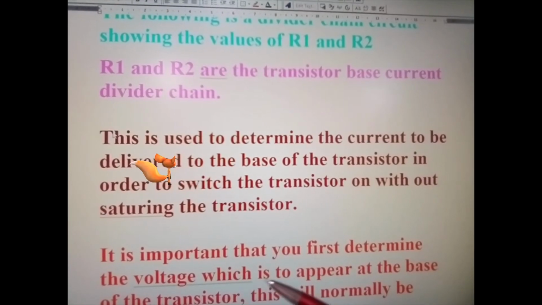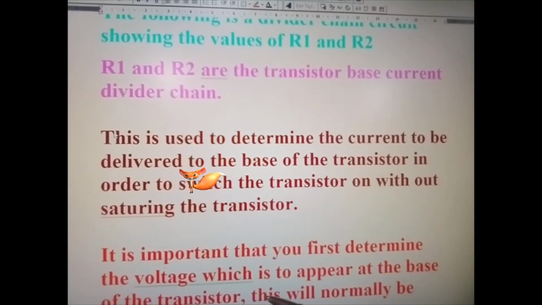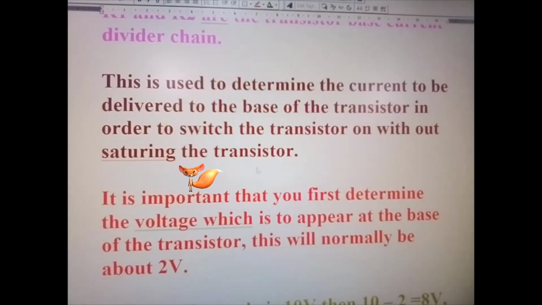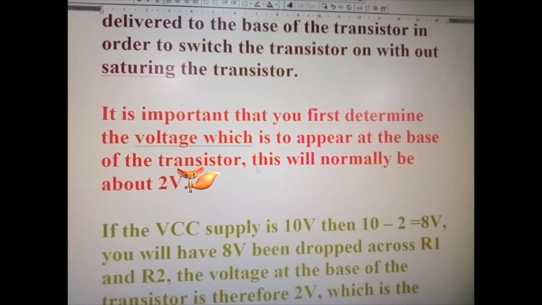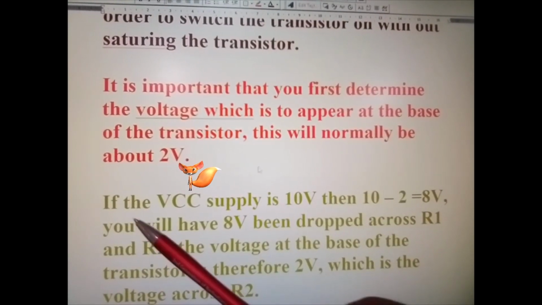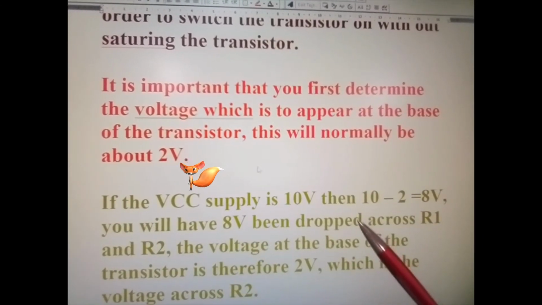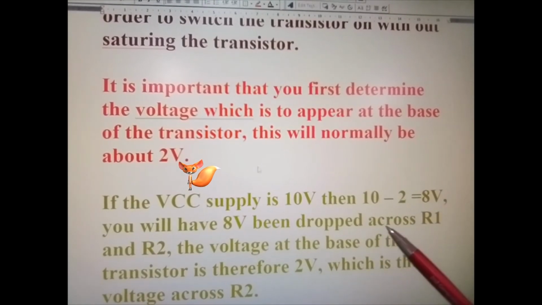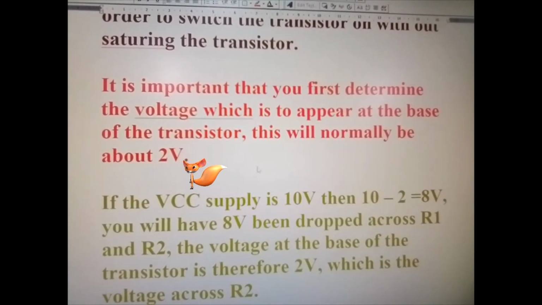It is important that you first determine the voltage which is to appear at the base of the transistor. This will normally be about 2 volts. If the VCC supply is 10 volts, then 10 minus 2 equals 8 volts. You will have 8 volts being dropped across the R1 resistor.